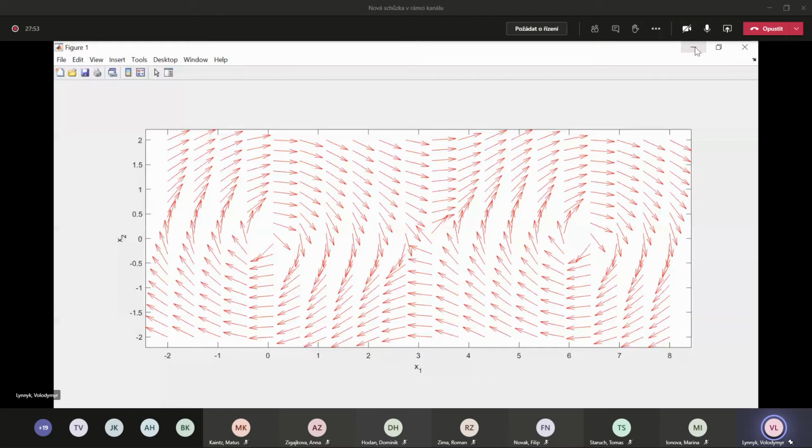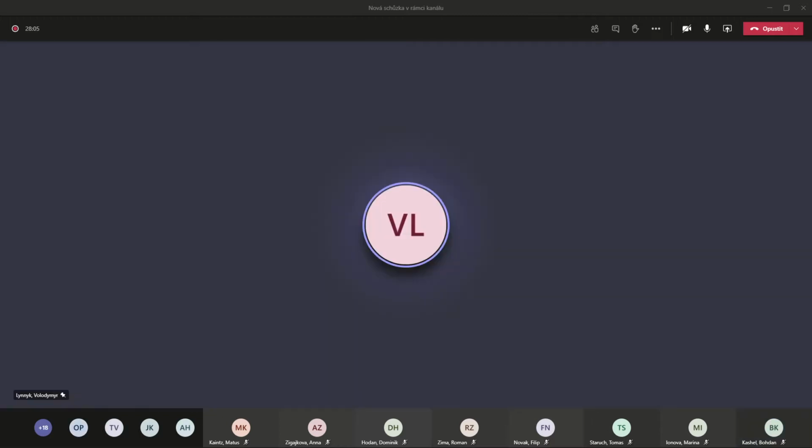Okay, and now I uncomment. Now you see the same figure, but I simulate five different initial conditions. You see this figure from MATLAB.